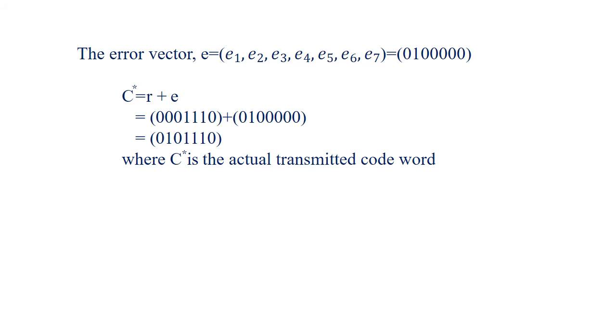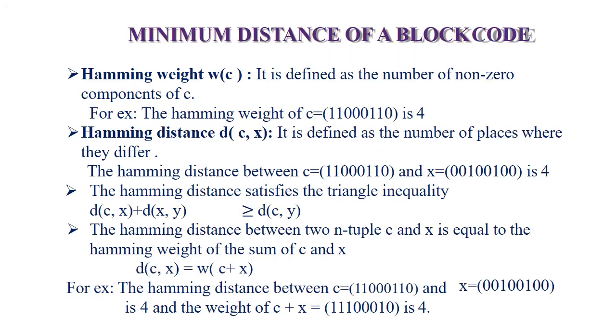The next one is the error vector E, which is E1, E2, E3, E4, E5, E6, E7, that is equal to 0, 1, 0, 0, 0, 0. So C star is equal to R plus E. That is 0, 0, 0, 1, 1, 0 plus 0, 1, 0, 0, 0, 0. We will get 0, 1, 0, 1, 1, 0, where C star is the actual transmitted code word.